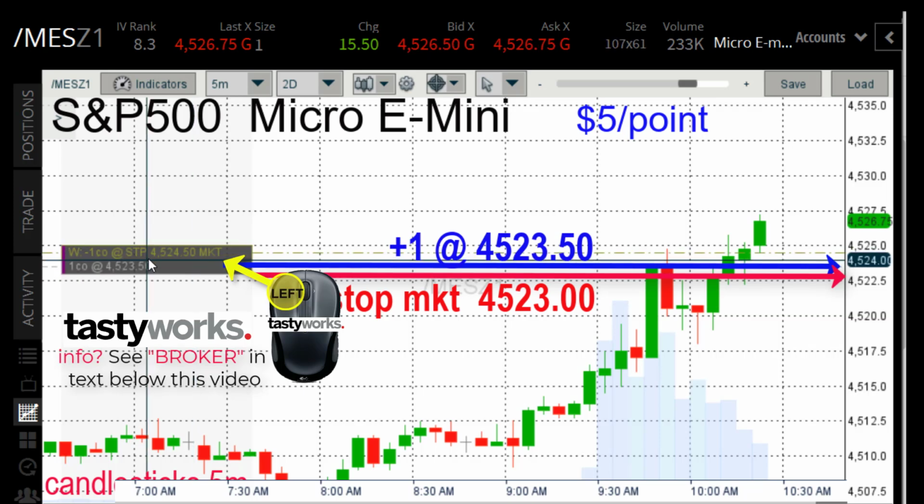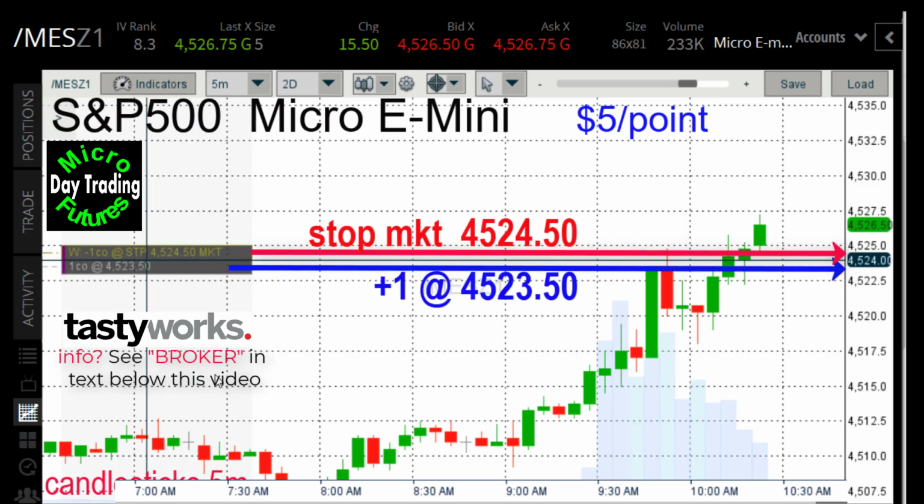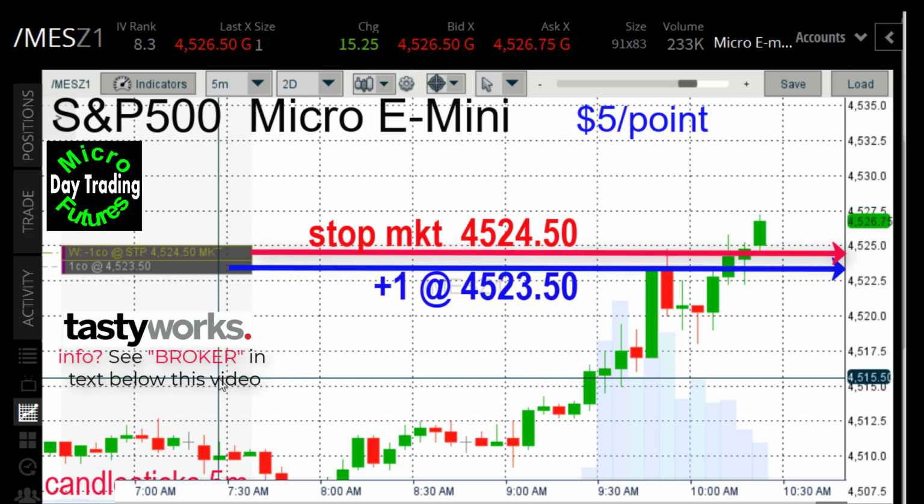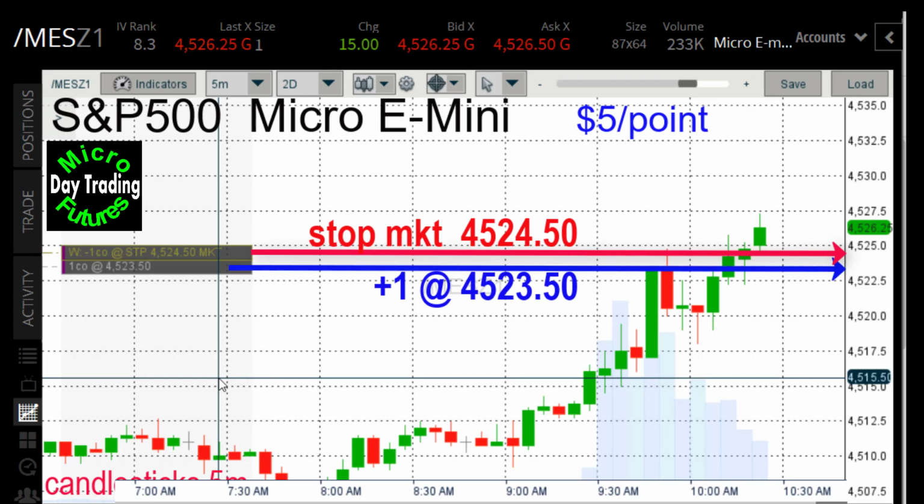I just traded 45.27, so I get my Tastyworks mouse and move my stop up now so that I have what I call a free trade. My stop is above the entry point, 45.24.5. So I just locked in worst case scenarios. I'm going to make $5 on this trade.